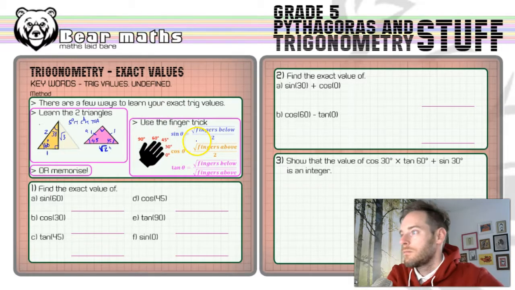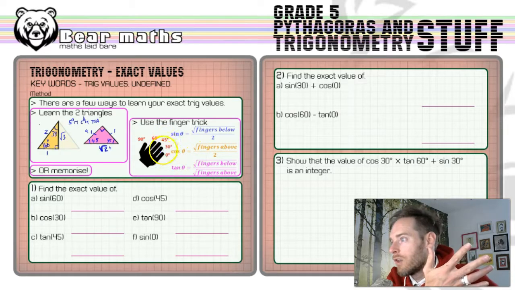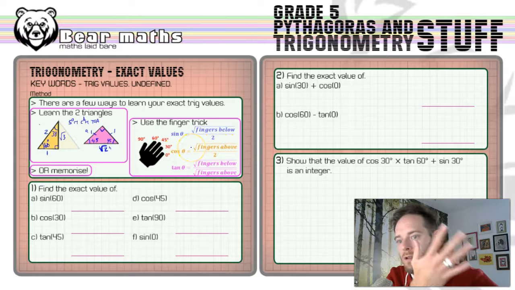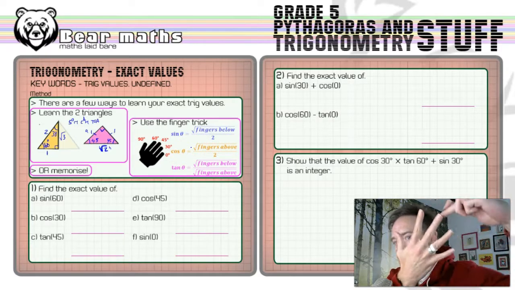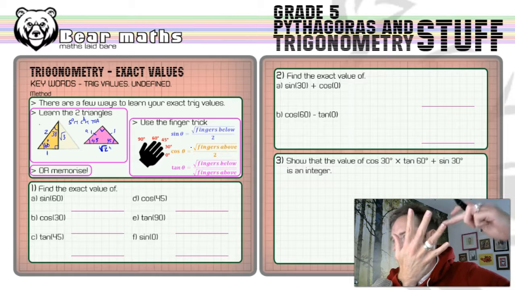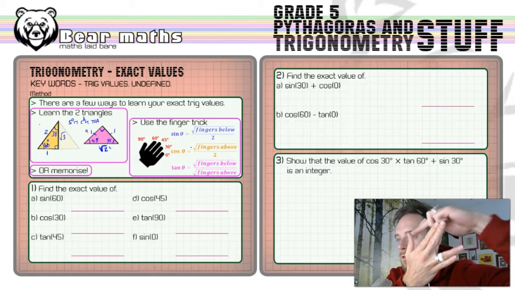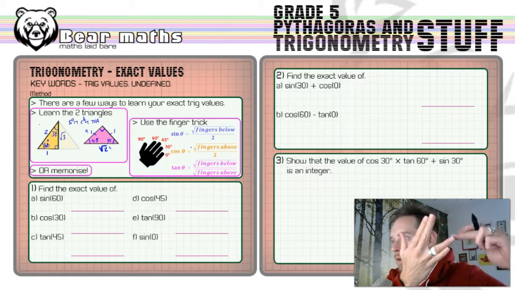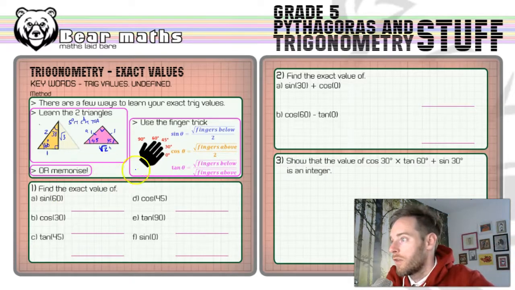And if you want anything cos related, let's say you wanted cos of 30, this one's about the fingers above. There's our 30. Don't change these, always have those 90, 60, 45, 30, and 0. For cos, it's all about the fingers above. So there's 1, 2, 3 fingers above, and then that's root 3 over 2. So root 3 over 2 is what cos of 30 is.